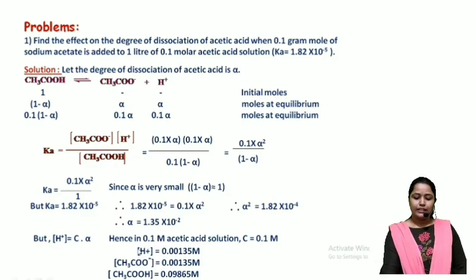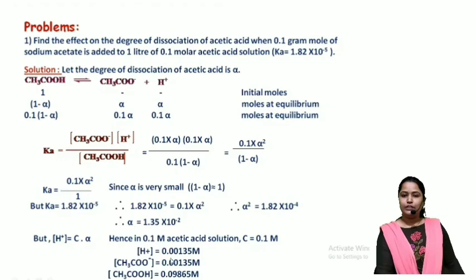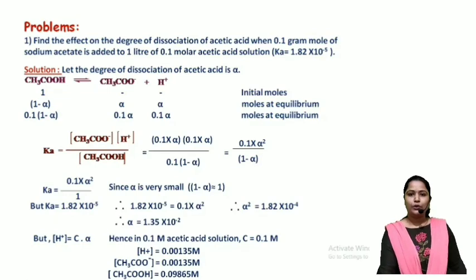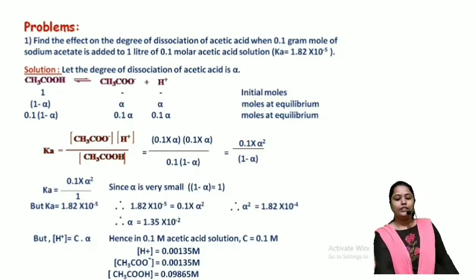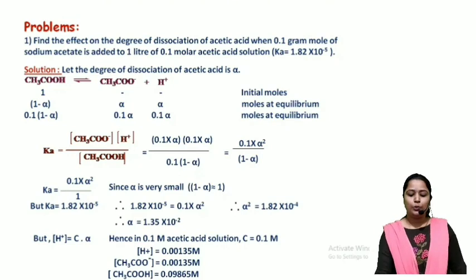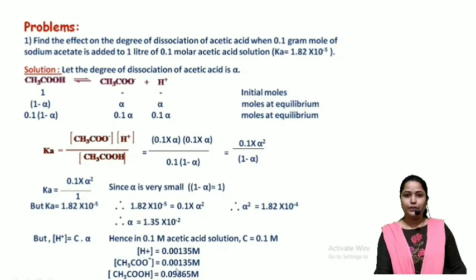concentration of H plus ion is equal to 0.00135 molar. Again, the concentration of acetate ion is also equal to 0.00135 molar and the concentration of acetic acid is equal to 0.09865 molar. Okay, these are the concentrations of ionic species and undissociated molecule of acetic acid before the addition of sodium acetate. Now we will determine the concentration after the addition of sodium acetate.